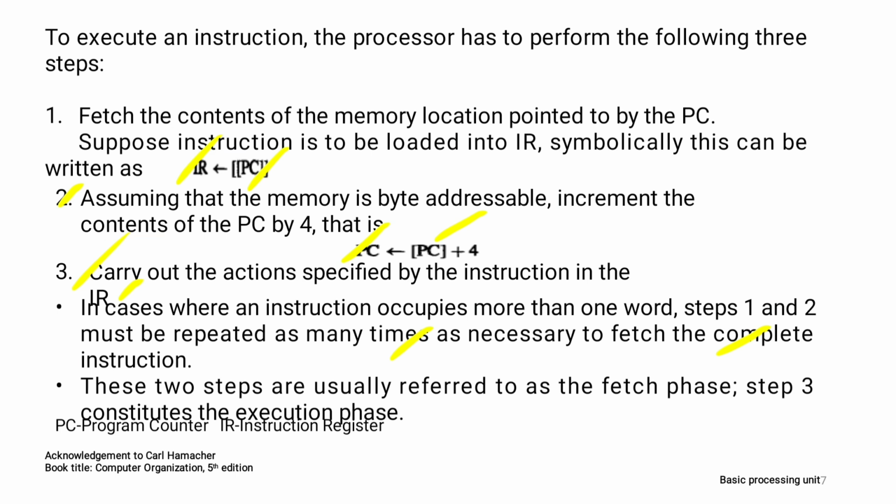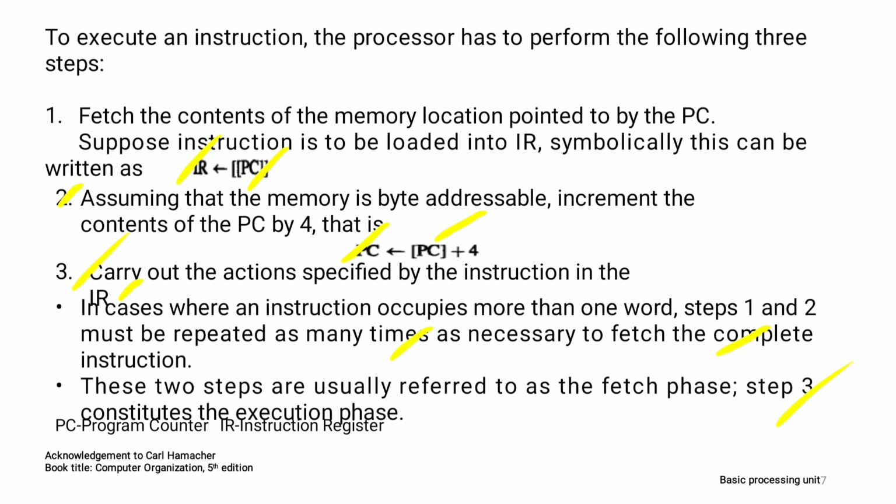These two steps are usually referred to as the fetch phase. Next, step 3 constitutes the execution phase. Okay. So from this what we come to know is that in the execution of an instruction there are two phases, the fetch phase and the execute phase.